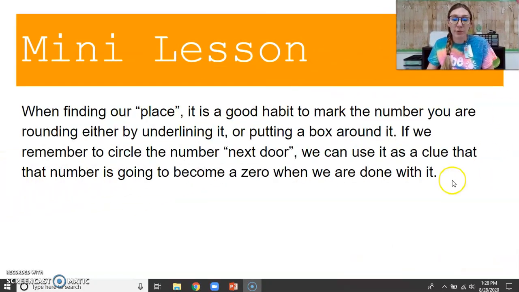So when finding your place, it's a good habit to mark the number you are rounding, either by underlining it or putting a box around it. If we remember to circle the number next door, we can use it as a clue that that number is going to become a 0 when we're done with it.